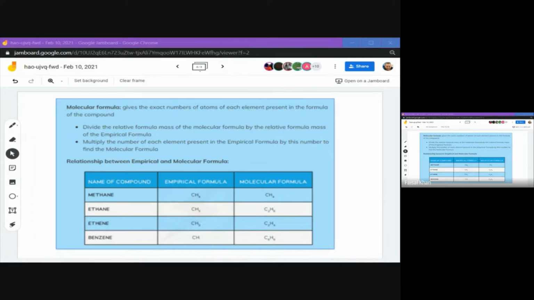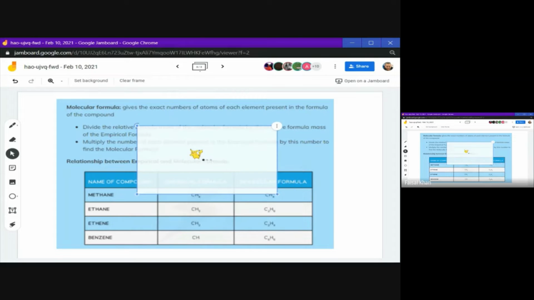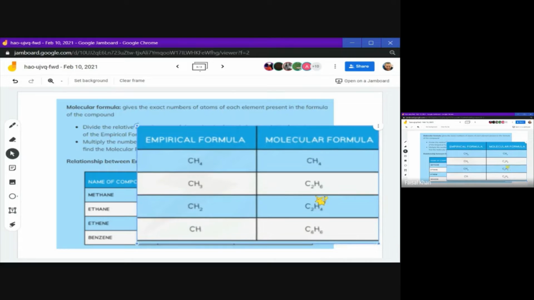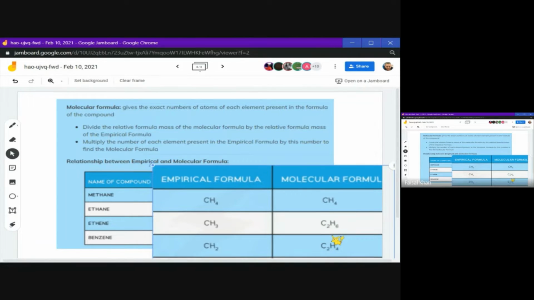A version of the table, because it's a little bit blurry. Of course, you'll have it in your PowerPoint as well. I'm just going to blow up this table for a moment so you can see it, especially if you've got problems and issues with your devices. So methane: the empirical formula is CH4, which is this molecule here.